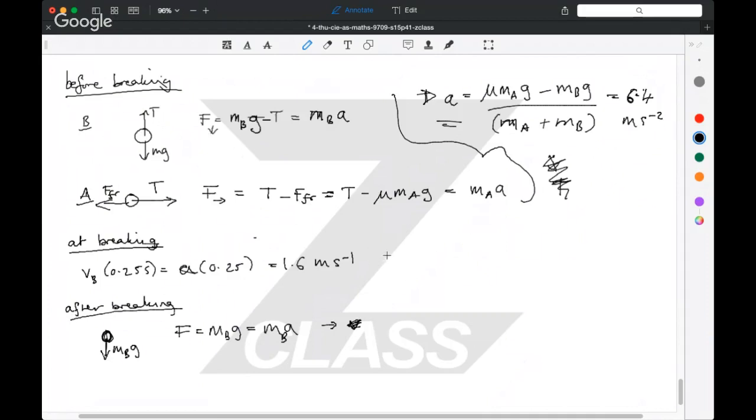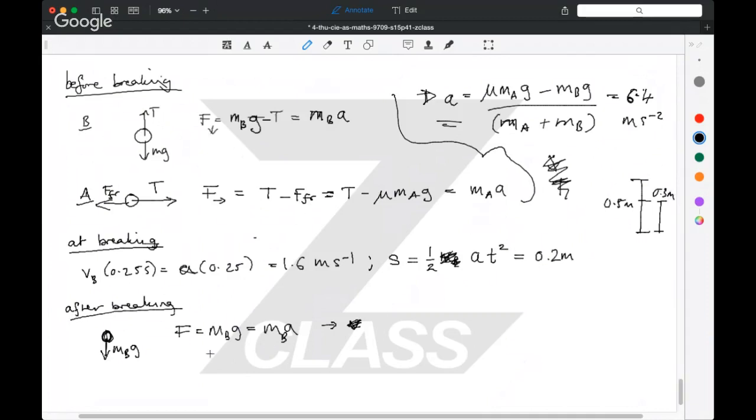Actually, I should have put this here: at the time of breaking, the distance traveled is just half mBa times time squared. And you'll find that this means it's traveled 0.2 meters. So it started off 0.5 meters up, and when the string broke, it's now 0.3 meters up.